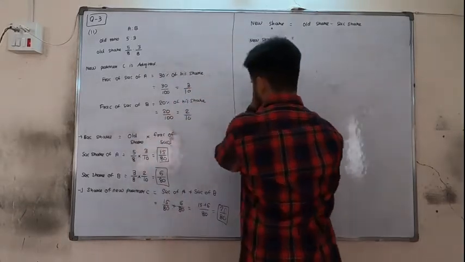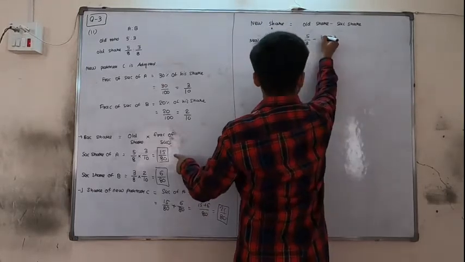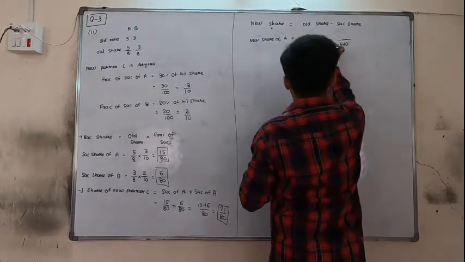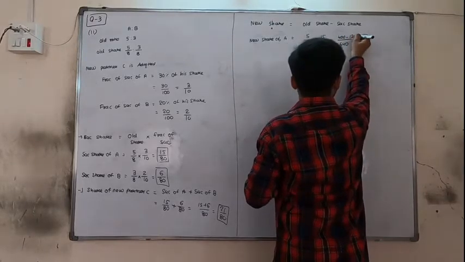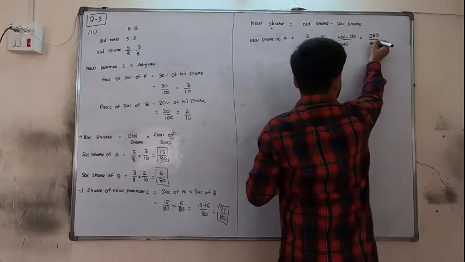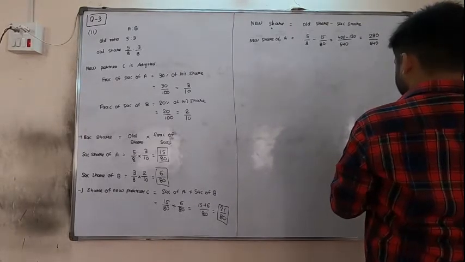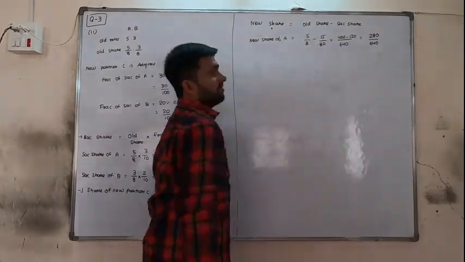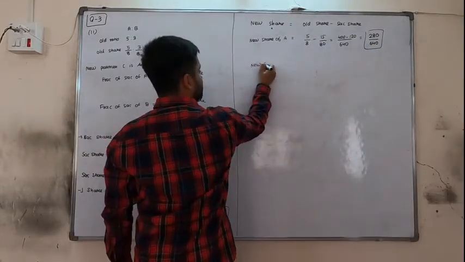New share of A. A's old share is 5 by 8. A's sacrifice is 15 by 80. 80 into 8 is 640. 8 fives are 40, so 400. 15 eights are 120. So it is 280 by 640. Let me check. 80 into 8, then 80 into 5, and 15 into 8. Yes. I can do this directly with zeros also, but I am not doing it because it will not be applicable for all sums. So do as per the rules.